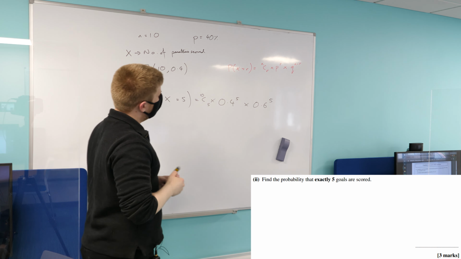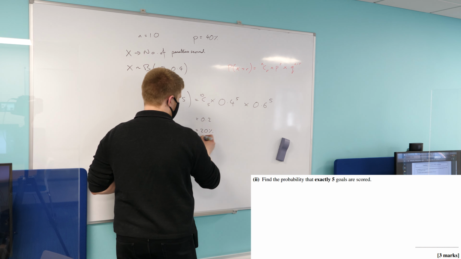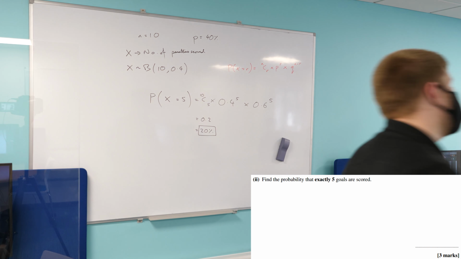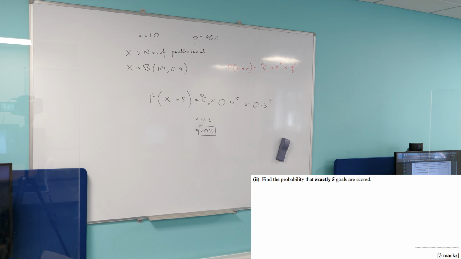Do you want to stick that into a calculator, see what we get? 0.2. Okay. So if you wanted to, you could leave that as a percentage, but it's fine also to leave it as 0.2. So there's a 20% chance of getting 5 penalties given that there's 10 trials.